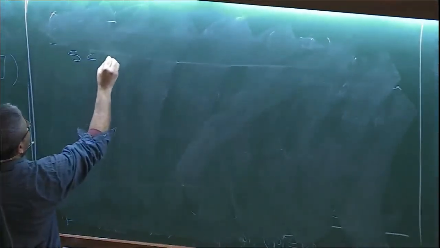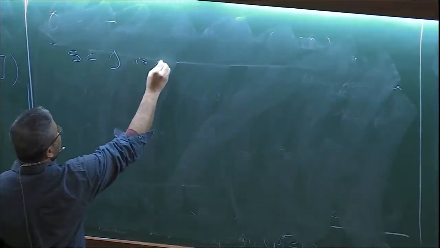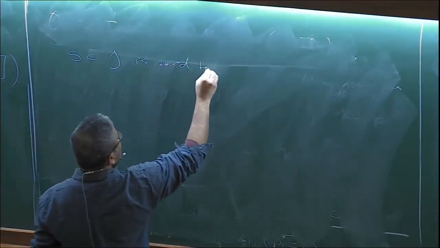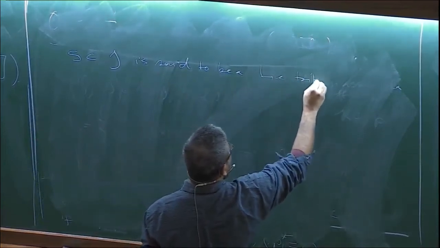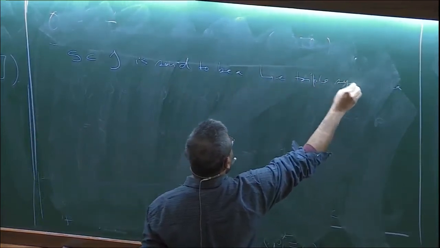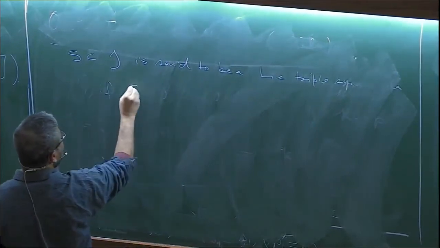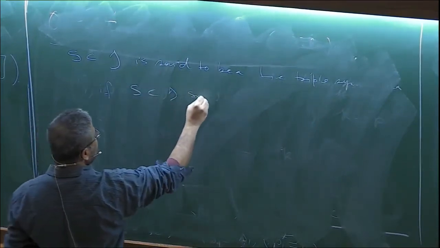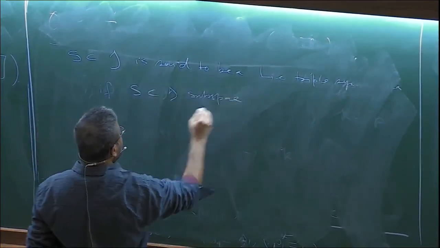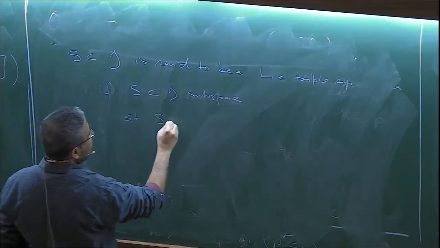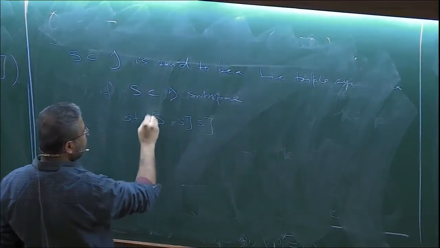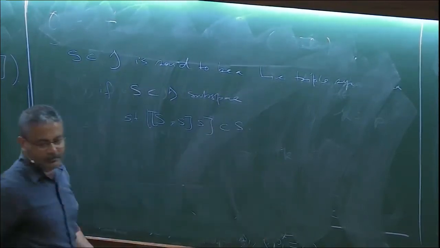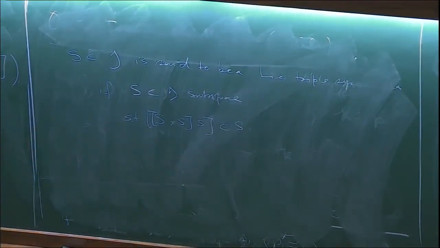S in G is said to be a Lie triple system if S is just a subspace such that [S, [S, S]] is in S. Okay. This is called a Lie triple system.